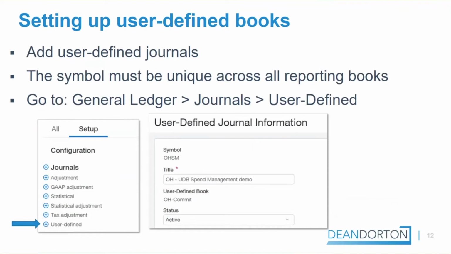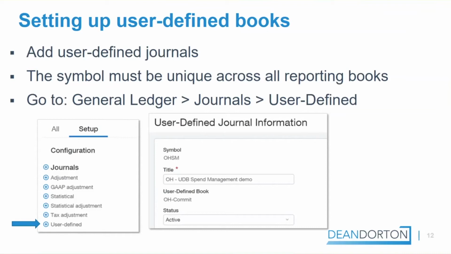This is also on the general ledger. So you're going to go into the setup again, but this time on the journals, and in the leftmost column, you'll find a new option for user-defined journals. If you just recently gave yourself permissions for this, you will want to refresh your screen to get that user-defined journal to pop up on there. Go ahead and click the plus, and you'll add a user-defined journal that will match to the user-defined book.